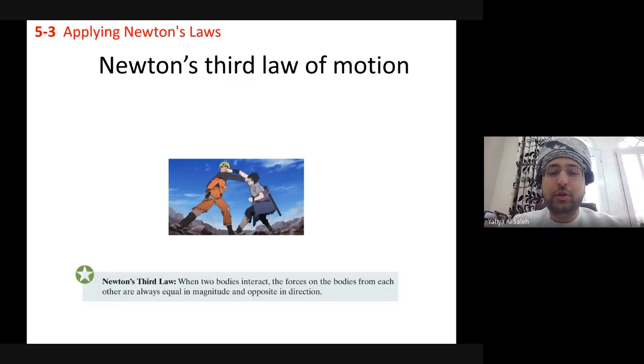Now, Newton's third law in English says when two bodies interact, the forces on the bodies from each other are always equal in magnitude and opposite in direction. Now, I have my own way of explaining Newton's third law.